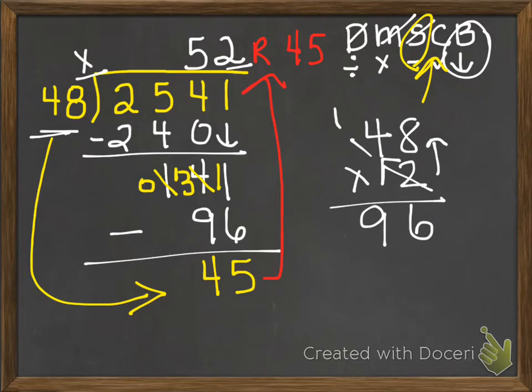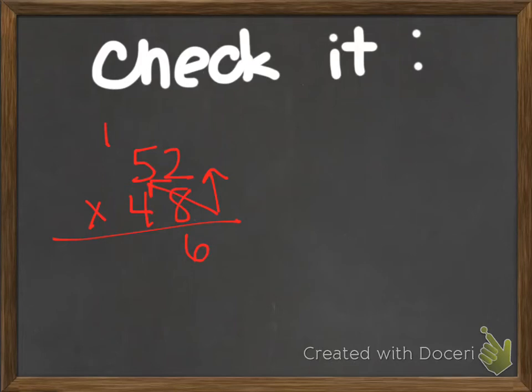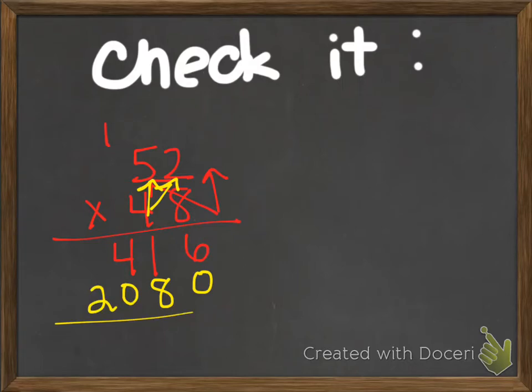And by checking, we're going to take 52 and multiply it times 48. So 52 times 48. 8 times 2 is 16. 8 times 5 is 40 plus 1 is 41. Now, drop a 0. 4 times 2 is 8, and 4 times 5 is 20. So now I've got 6, 8 plus 1 is 9, 4 plus 0 is 4, and there's 2, 2,496.